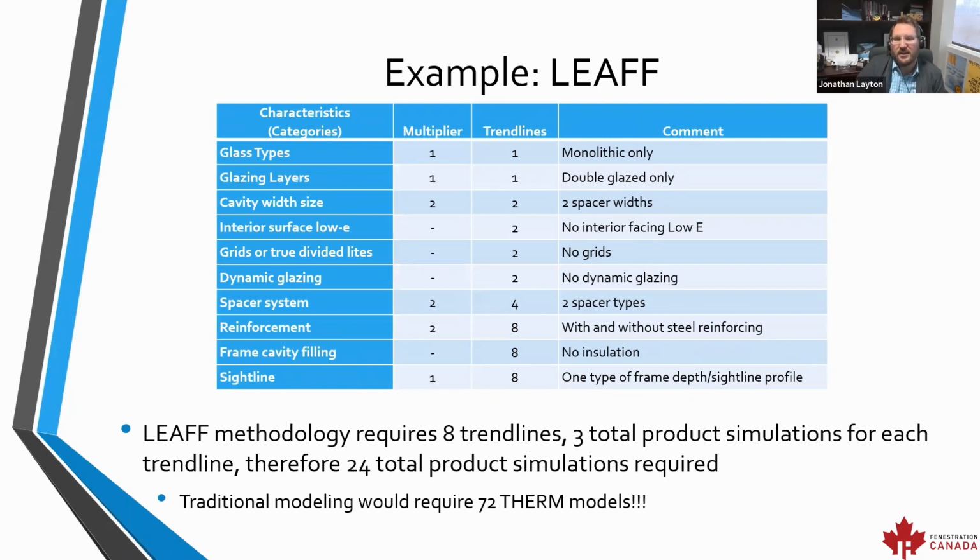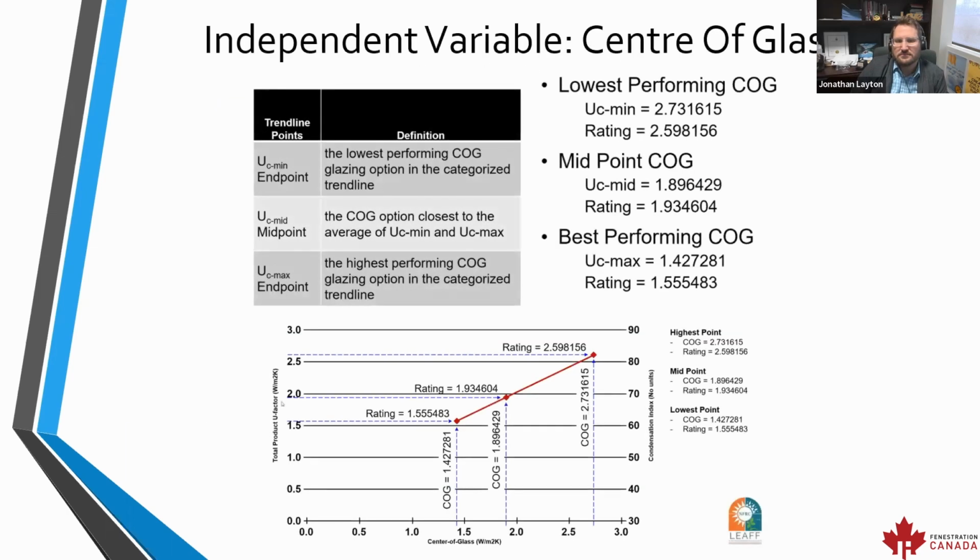So it can cut down on the thermal modeling time and the time for you to get your products certified substantially, because it eliminates the copying of information when the center of glass U value is the only variable. And here's an example of that, furthering the point of the endpoints and midpoint: the 2 endpoints and the midpoint. These are determined based on the glass options that the manufacturer wants to supply, and you can have as many as you possibly want.